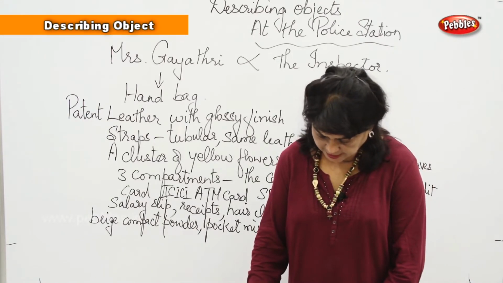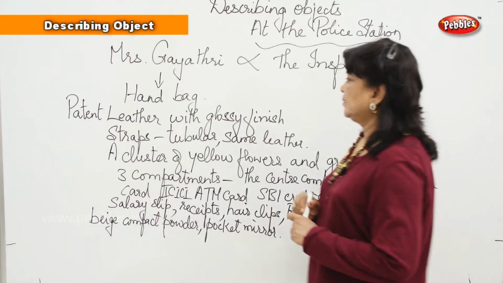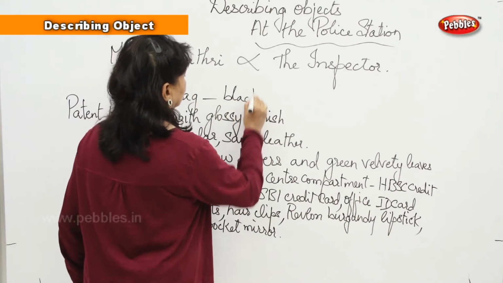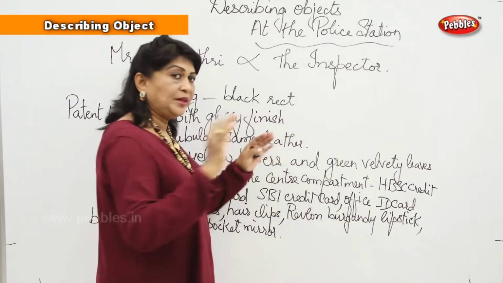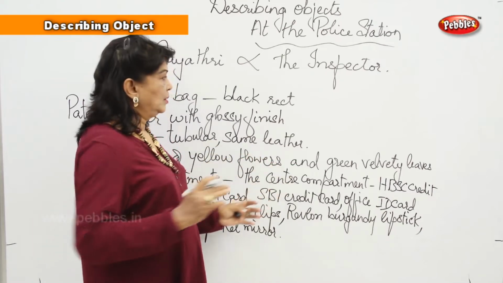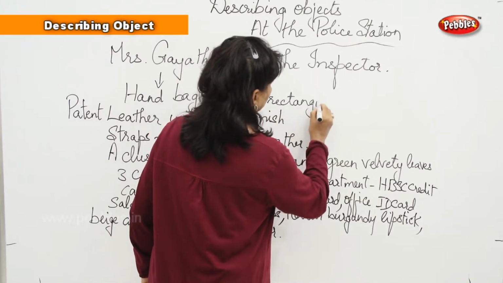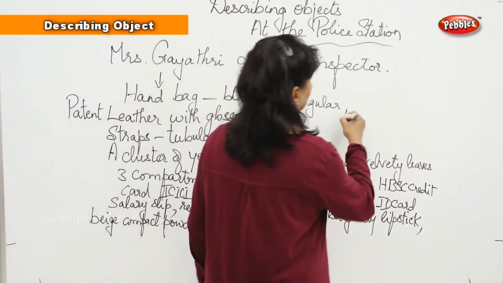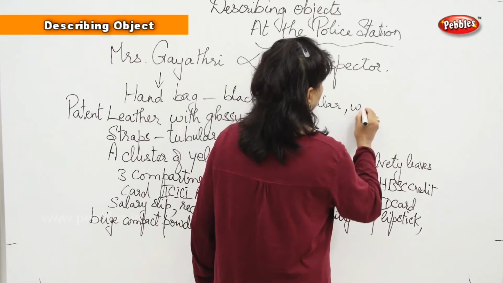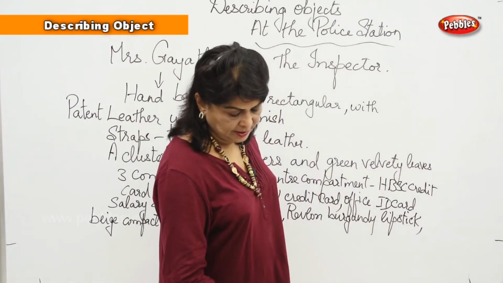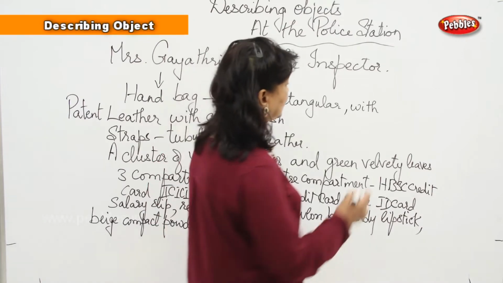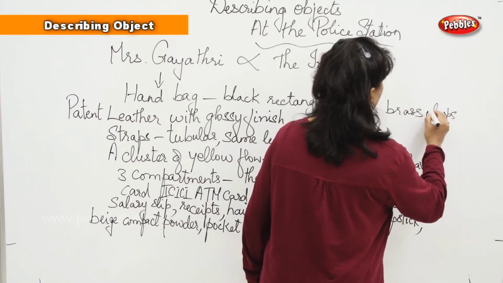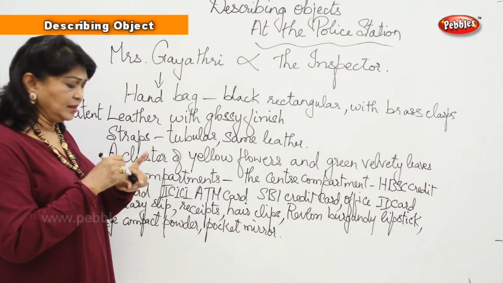And what color is it? A black rectangular leather bag. Okay, the handbag is black rectangular. Some will be roundish in shape, some will be oblong. This is a black rectangular one with clasps. With what clasp? Flaps and brass clasp. Okay, here you have a detailed description of a bag.